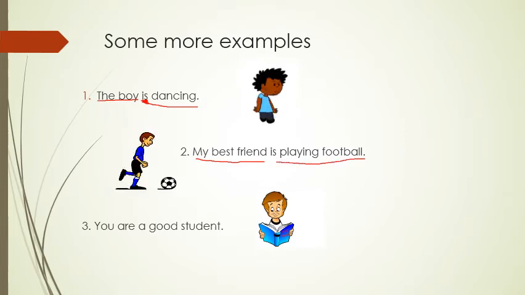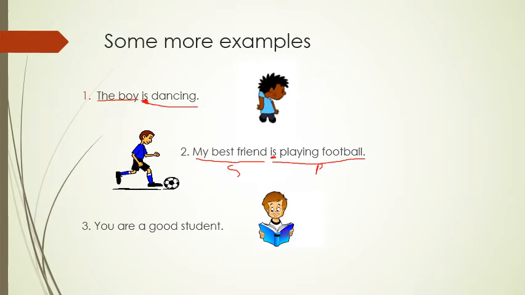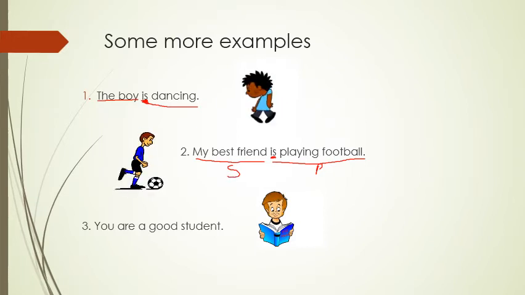And we know that a predicate generally begins with a verb. And where is the verb? It is. So, is playing is the predicate, whereas my best friend is the subject. Let me do it here also so that it will be easy for you. This is the subject and this is the predicate.